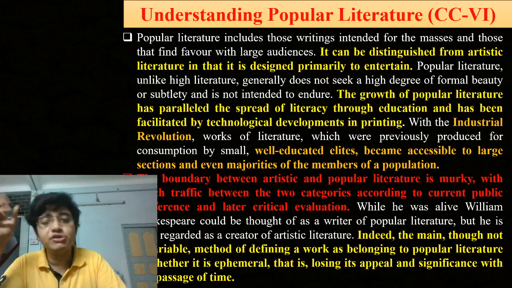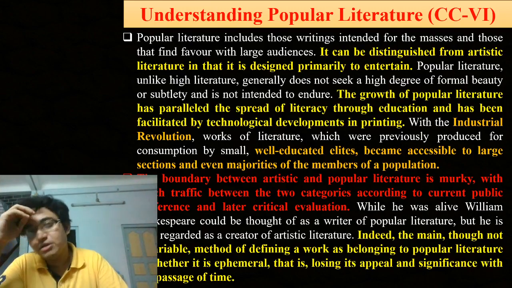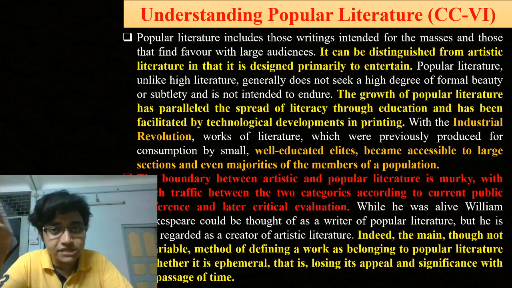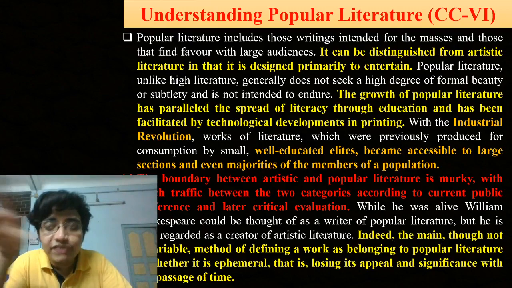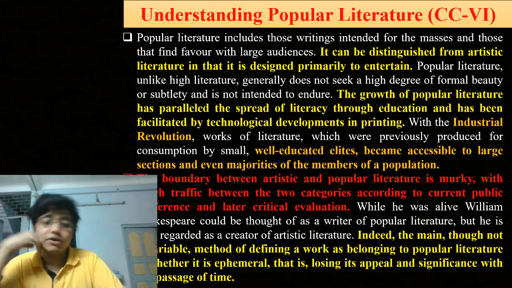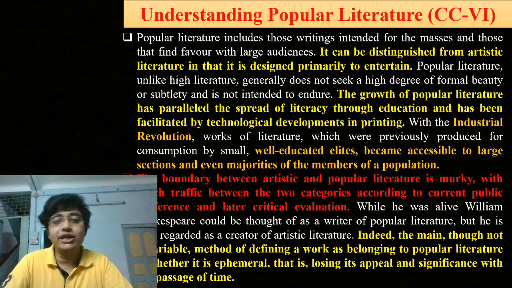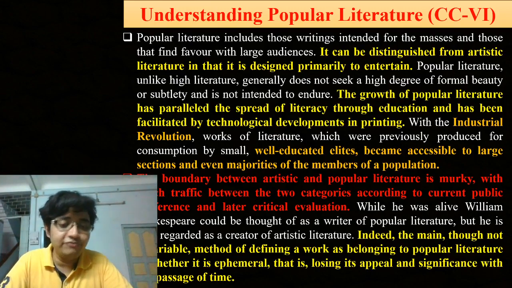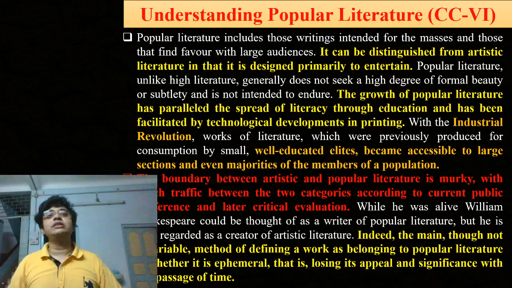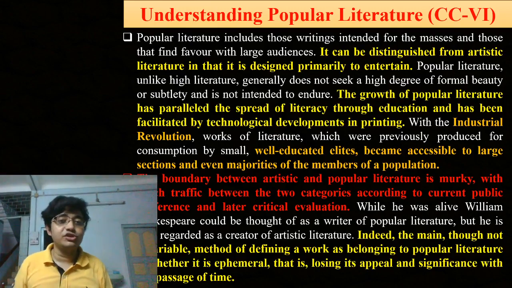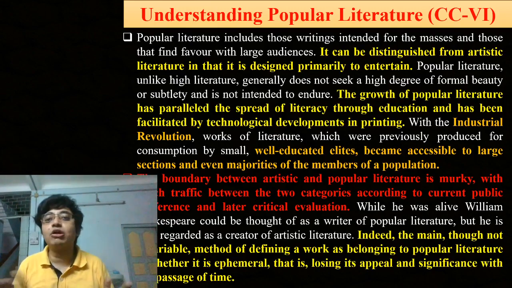So the boundary between the artistic and the popular literature is always murky. As I've said, murky means shadowy, যেটা বোঝা যায় না যে কোথায় গিয়ে ডিফারেন্সটা মিটে গেল, because much traffic between the two categories, according to the current public preference and later critical evaluation, has already occurred. There is a great dialogue between popular literature and classical literature.